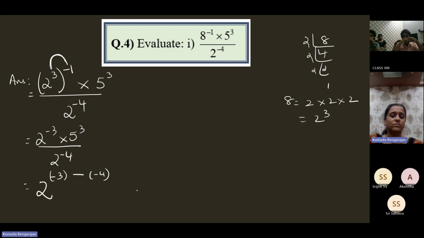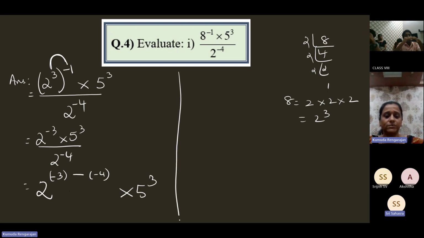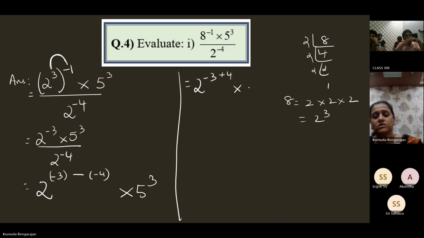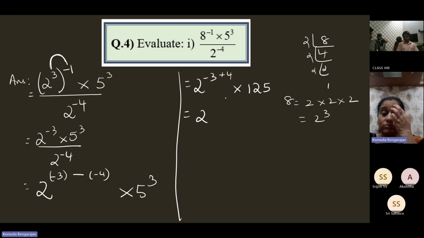Now what is remaining to be written? 5 cubed. Into 5 cubed. Okay, next step: 2 to the power minus 3, then plus 4 into, what is 5 cubed? 125. 125 is equal to 2 to the power minus 3 plus 4. Minus 1. No, 1. So what's the final answer?